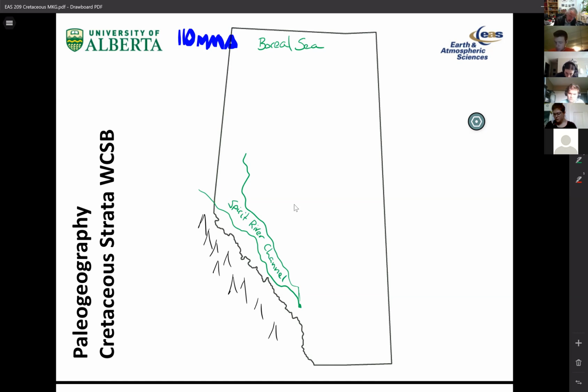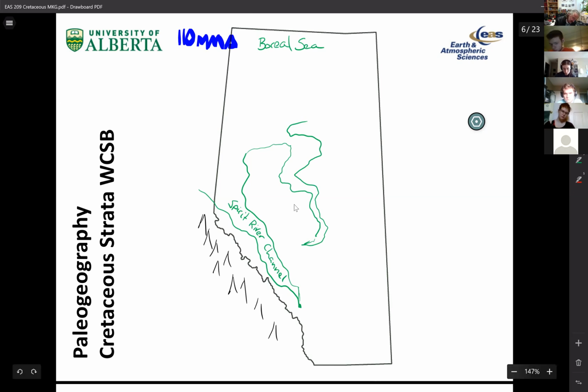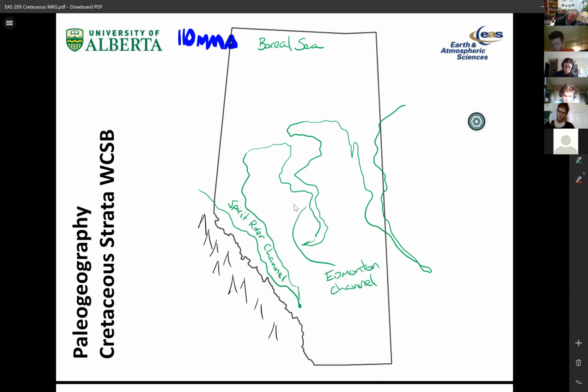And then a little to the east of that is an inlet that noodles around, kind of like that. This isn't an exact map, don't get me wrong, but it has kind of a dog leg in it. And that's the Edmonton Channel. And it kind of goes under Edmonton, which is how it got its name. So we'll call this the Edmonton Channel. And the Edmonton Channel and the Spirit River Channel, and finally this one here, which goes off into Saskatchewan, is the McMurray Channel. And that's where the McMurray Formation ends up.